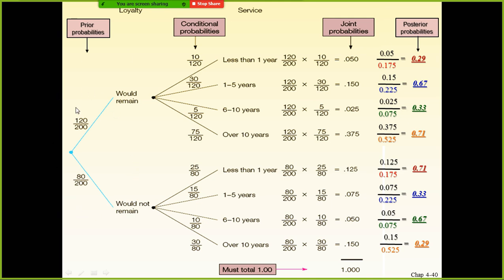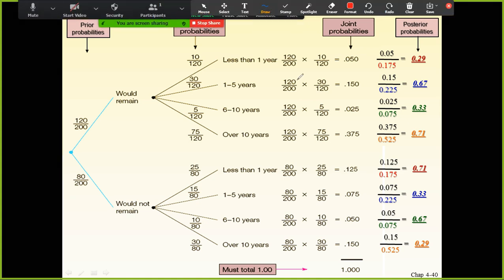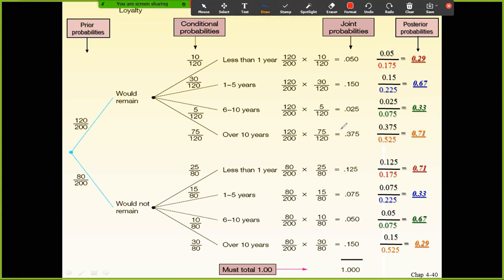So this is the first probabilities. Among 200 executives, 120 say yes, would remain. 18 say no, will move to a new company, that will not remain. Among executives who say yes, 10 are less than 1 year, 30 are 1 to 5 years, 5 are 6 to 10 years, 75 are over 10 years. That's why in this case we will take more than 10 years, this one, and more than 10 years.